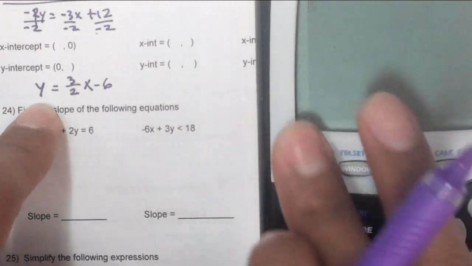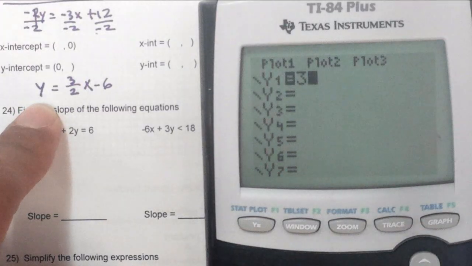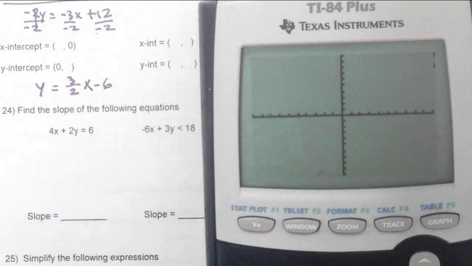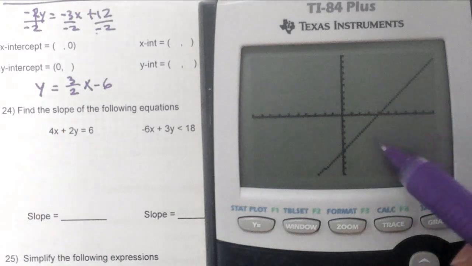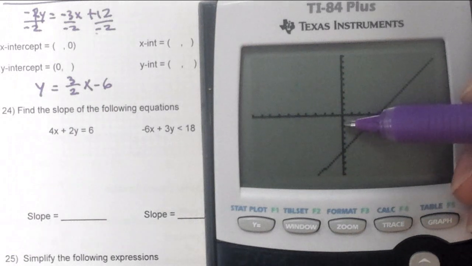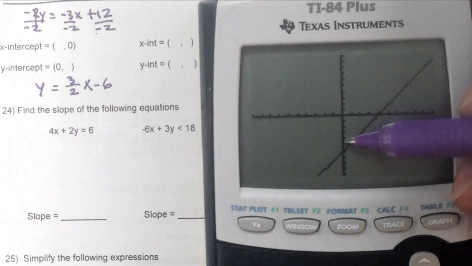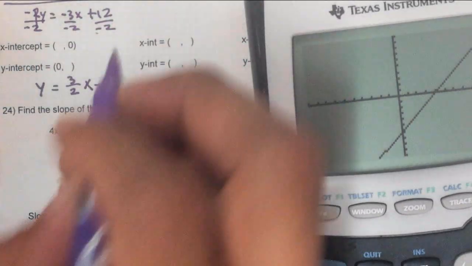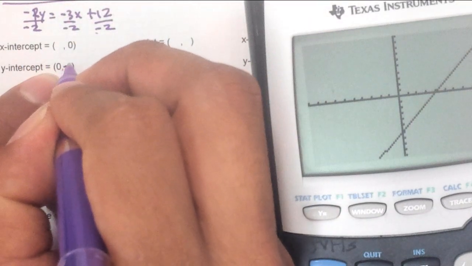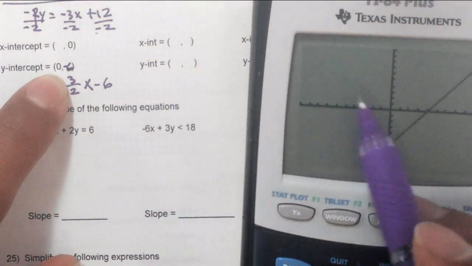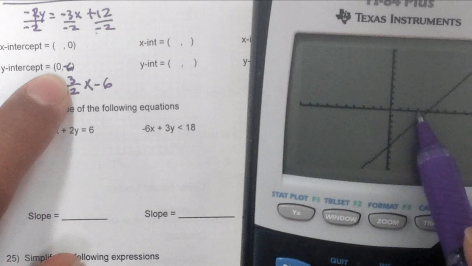So use your calculator and plot the equation. Hit graph, and you will see the y-intercept, and you will also see the x-intercept. The y-intercept is, I'm going to start counting 1, 2, 3, 4, 5, 6. So the y-intercept is, let's start with the y-intercept, (0, negative 6). And the x-intercept, remember x-intercept is on the x, so that is 1, 2, 3, and 4.